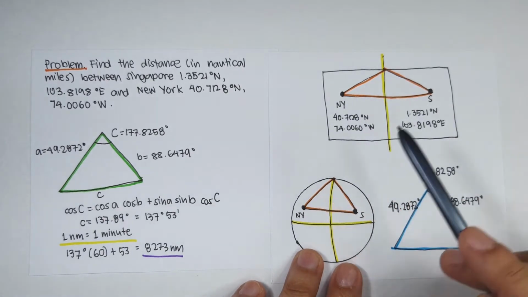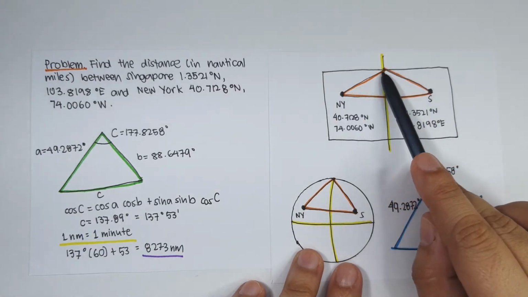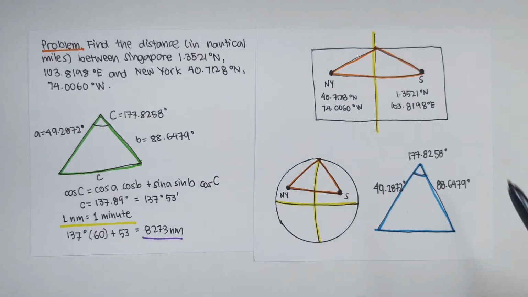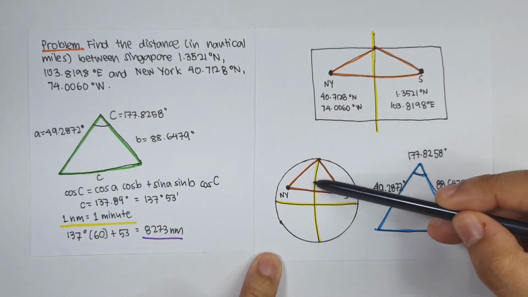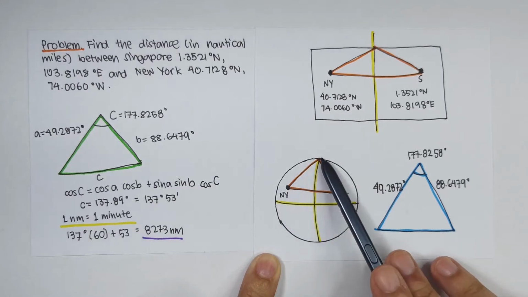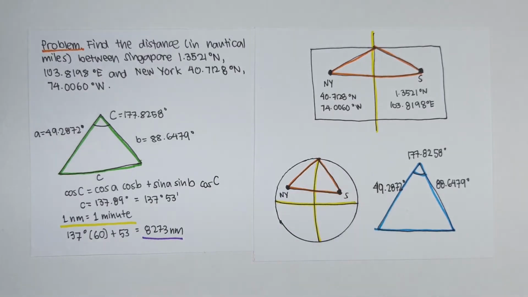Now I'm gonna draw a segment from Singapore to the North Pole and New York to the North Pole. So this is our spherical triangle. And if I were to redraw this map into a circle, it will look like this. Say this is our prime meridian and this is our equator, Singapore and New York, and this is our spherical triangle, where at this point is the North Pole.